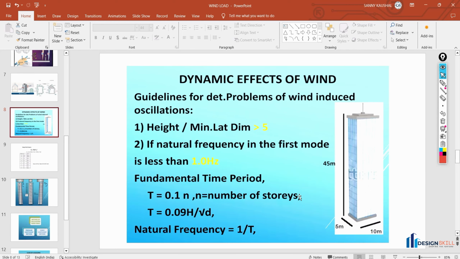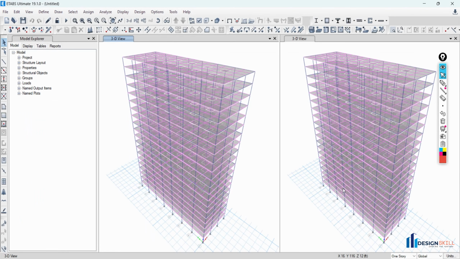In the upcoming lecture we will look at ETABS. We will see how we can apply the wind load in our structure, and also we will see what are the different methods through which we can apply the wind load in ETABS. And after applying the wind load, we will do the analysis also, and we will see the results also, what is the effect of the wind load when it is applied to the structure. So these are the important things we are going to see in the upcoming lectures on the wind load.